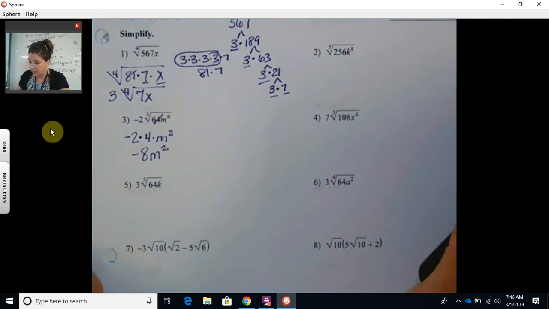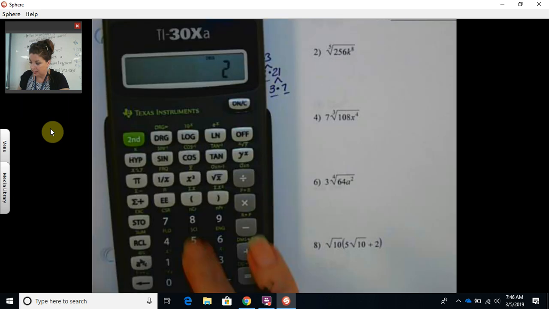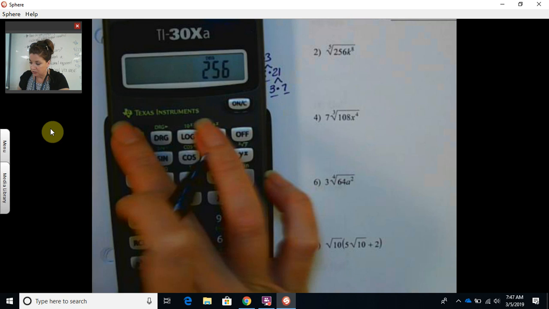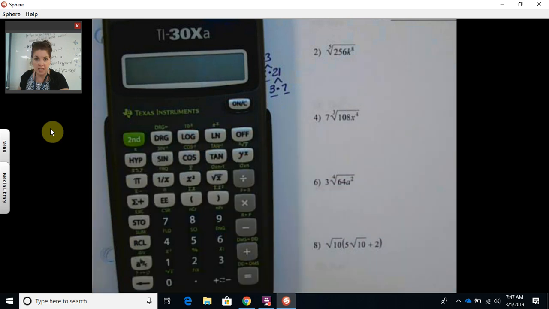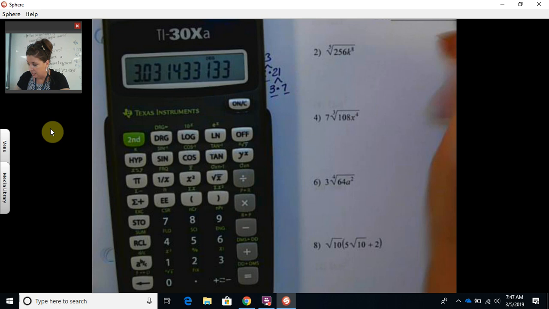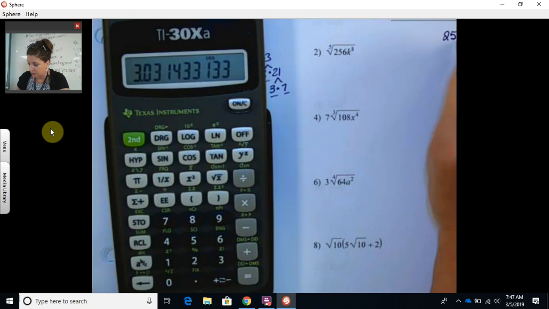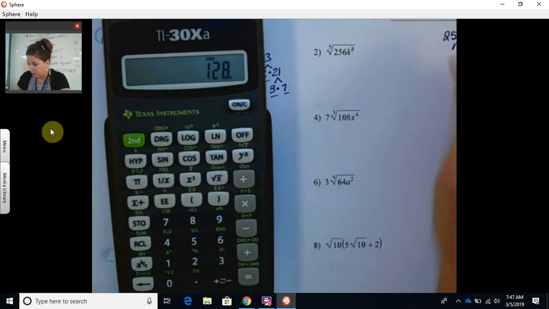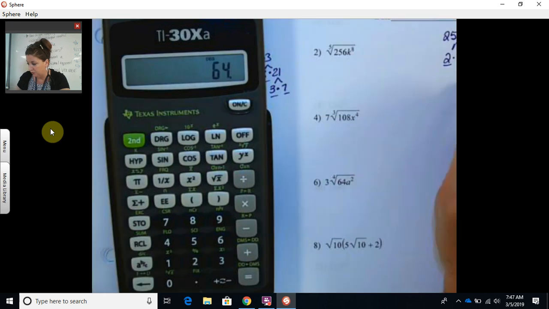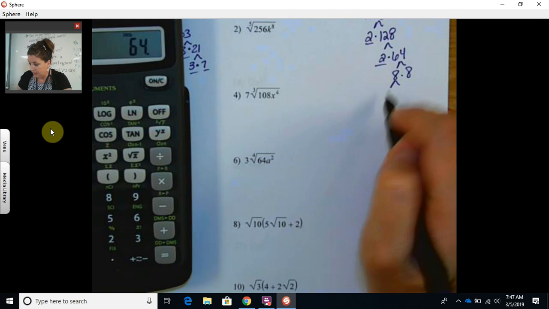Let's do number 2. 256. I doubt that is a perfect fifth, but let's check it out. Decimal, it's not. All right, so I will do my little factor tree. I know it's an even number, so I know it's divisible by 2. 2's prime. 128 is divisible by 2. 64 is 8 times 8. Oops, I'm sorry, y'all can't even see that. And then both of the 8's break down to 4 times 2.